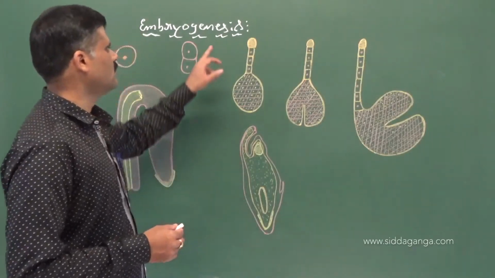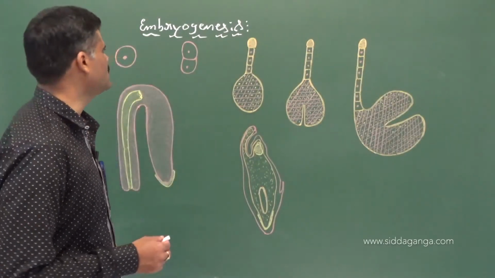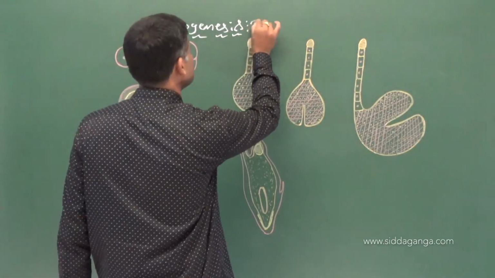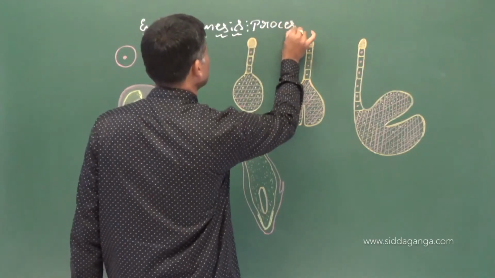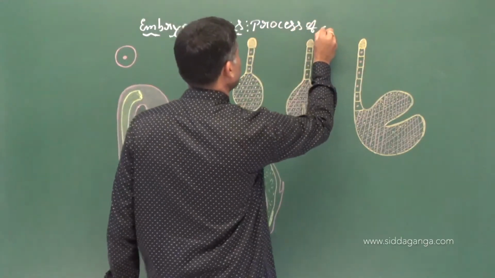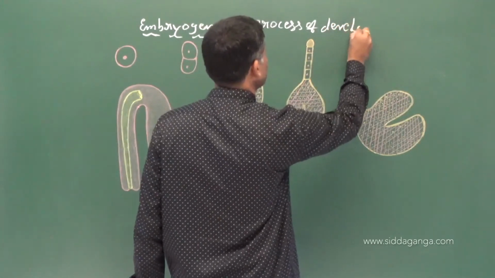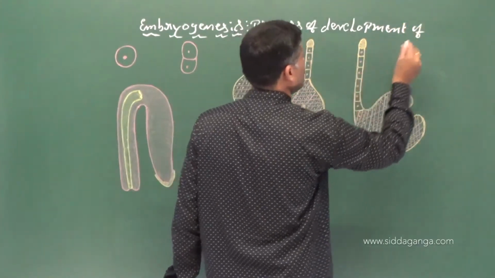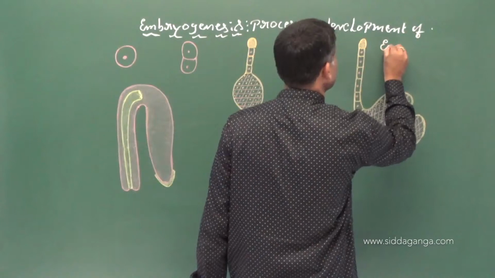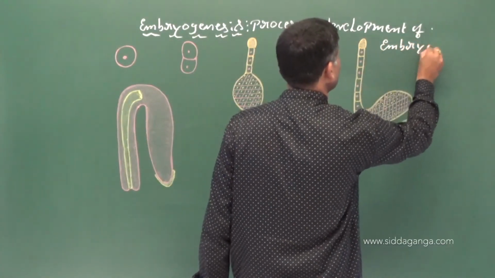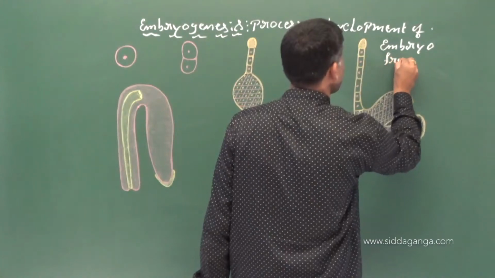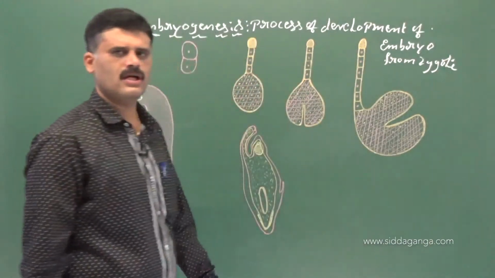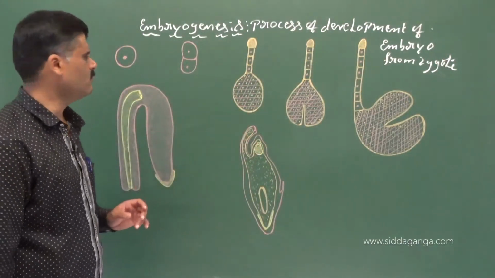Okay. So in this class we study embryogenesis. What is embryogenesis? It is nothing but the process of development of embryo from zygote. Process of development of embryo from zygote.